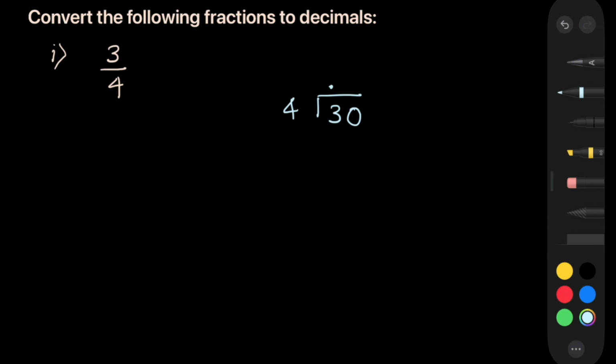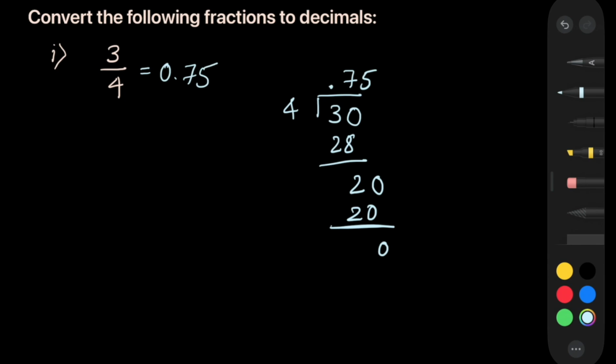Now 4 goes in 30 7 times. 7 times 4 gives us 28. Subtracting 28 from 30, we get a remainder of 2. Now, once again, this is multiplied by 10, which gives us 20. 4 times 5 gives us 20. Subtracting that from 20, we get a remainder of 0. So that's it. 3 by 4 in decimal form is 0.75.